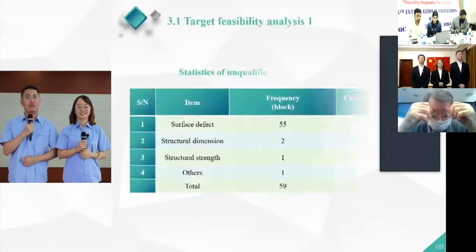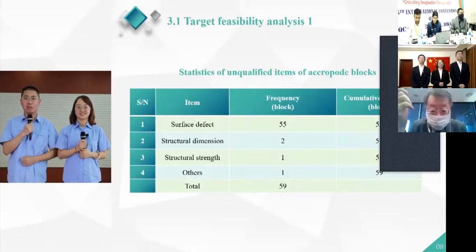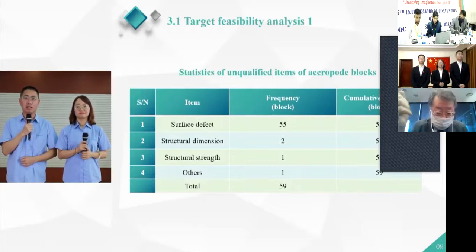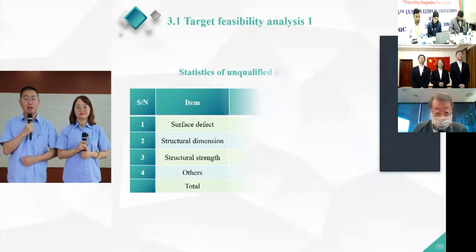Boyang, now it's your turn. Okay, as you command. First, let's talk about Feasibility Analysis 1. We inspected the disqualified coupled blocks and made statistical analysis for the defects with the stratification method. The result is shown in the table.